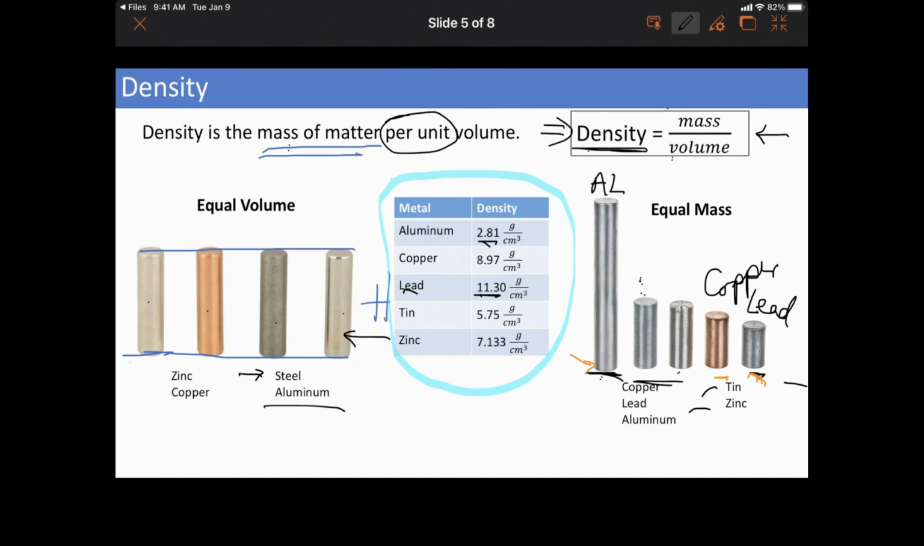So let's look. Tin and zinc are pretty close. Tin is 5.75, and you can see the units: the mass, or weight, is measured in grams over the volume, centimeters cubed. So tin is lighter. Tin is less dense, and zinc is more dense. I can't use the weight. So looking over here, I'm going to say this is tin, and then this is zinc. Okay.